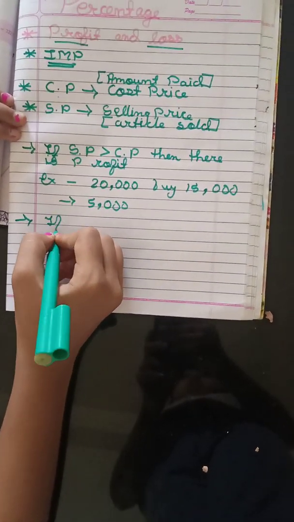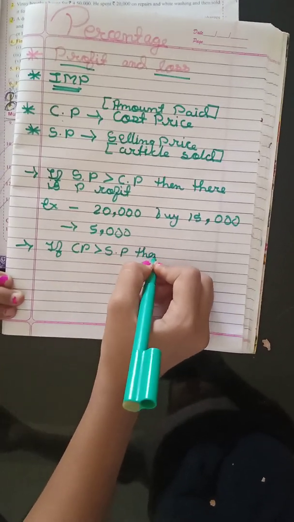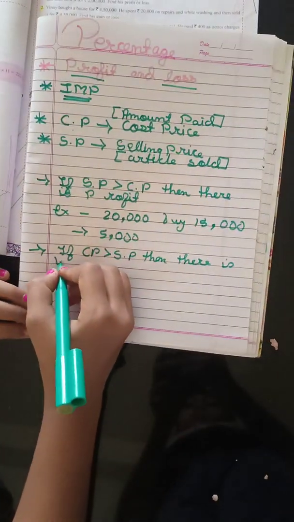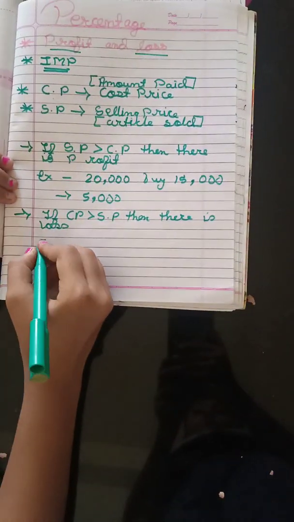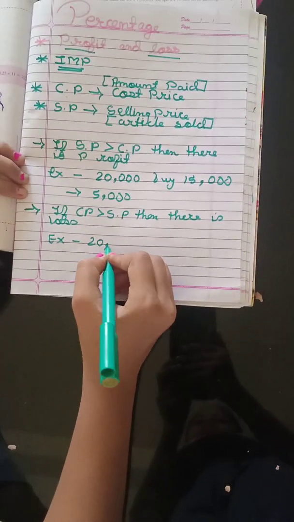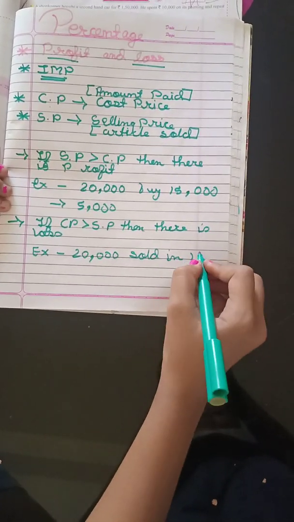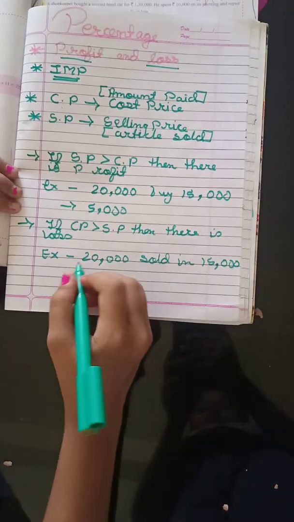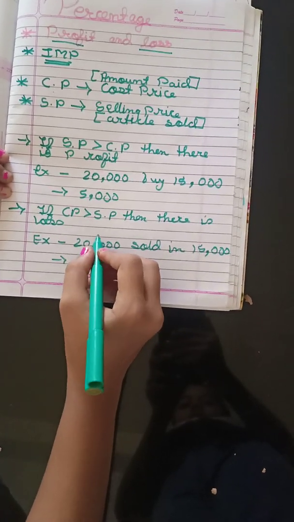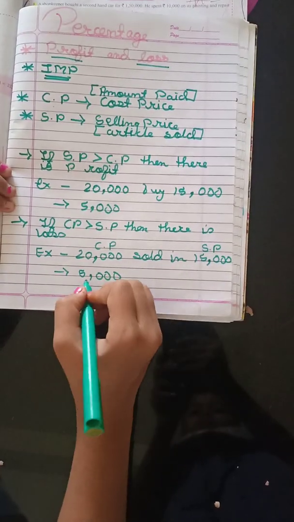Similarly, if CP is greater than SP, then there is loss. Example: if I bought something for 20,000 and I sold it for 15,000, it's my loss. It's my 5,000 rupees loss, because here our CP is greater than our SP, so it's our loss.